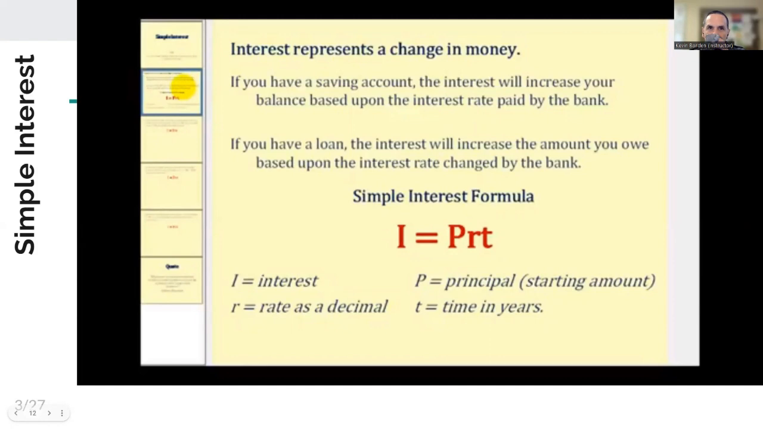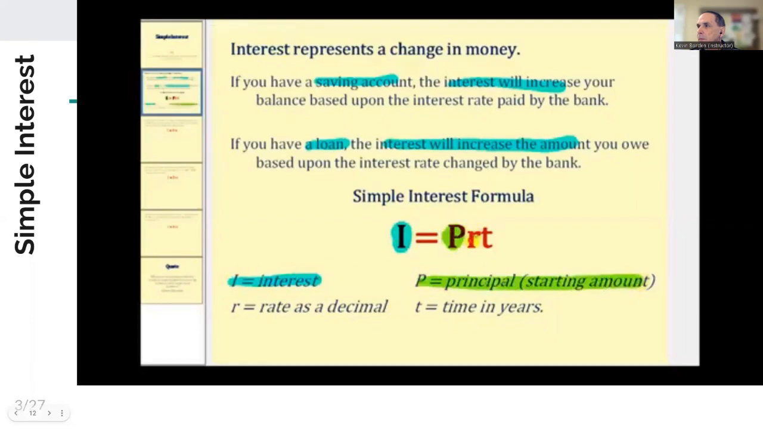Interest represents a change in money. So if you have a savings account or investment account, interest will increase your balance based upon the interest rate paid by the bank. And if you have a loan, the interest will increase the amount you owe based upon the interest rate charged by the bank. The simple interest formula is I equals P times R times T, where I is the interest, P is the principal or starting amount, R is the rate expressed as a decimal, and T is time expressed in years.